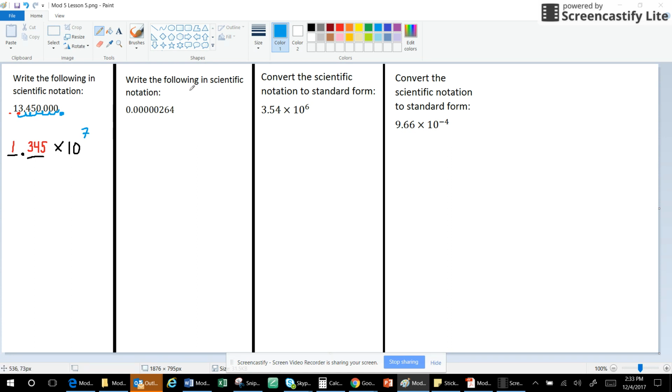We have 0.0000264. We want to write that as scientific notation. So try that on your own. Click continue when you're ready to check your work and your answer.